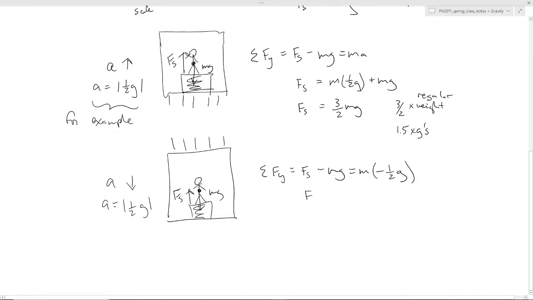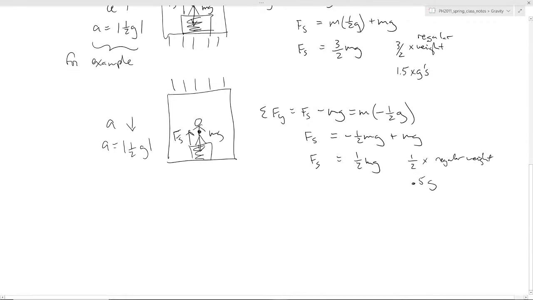And when we solve for what's on the scale, notice we'll have negative 1/2 mg plus mg. In other words, this will be 1/2 mg. I.e., the scale is going to read 1/2 your regular weight. Or you can think of that as you only have half of a g.